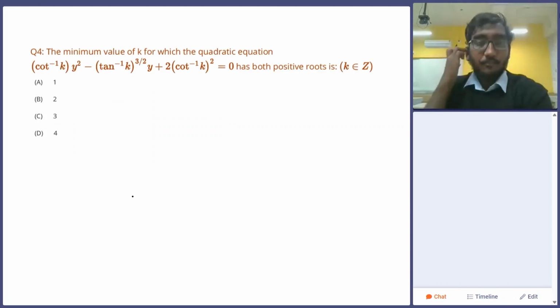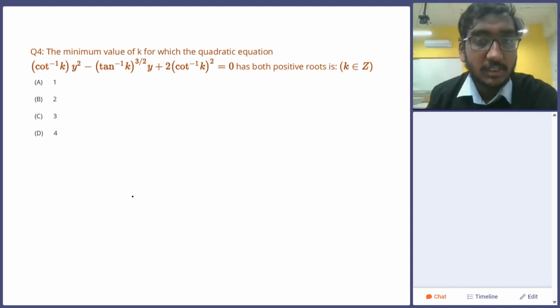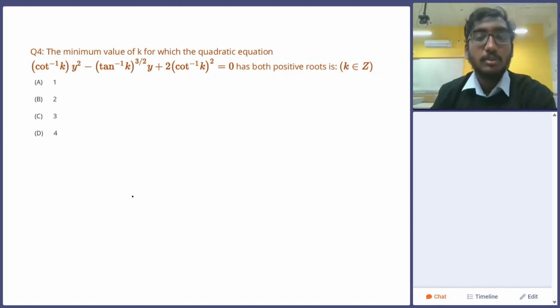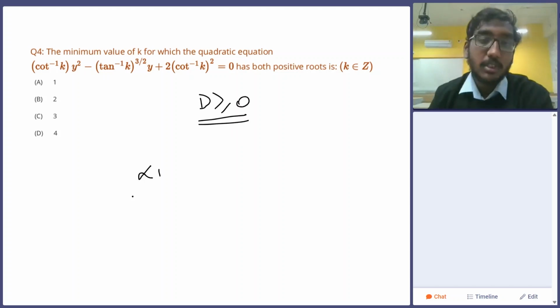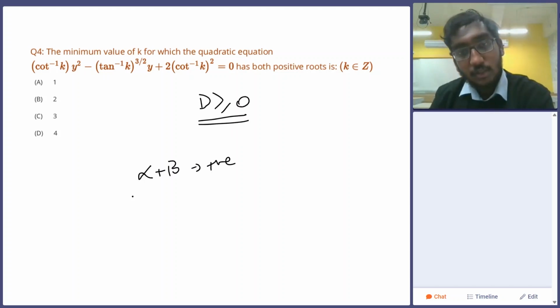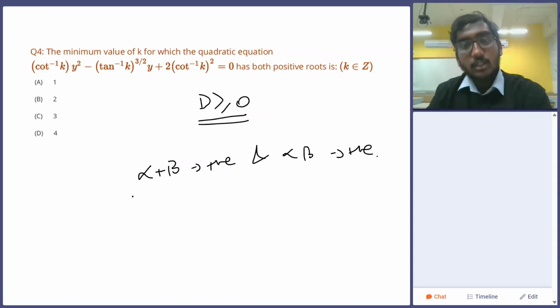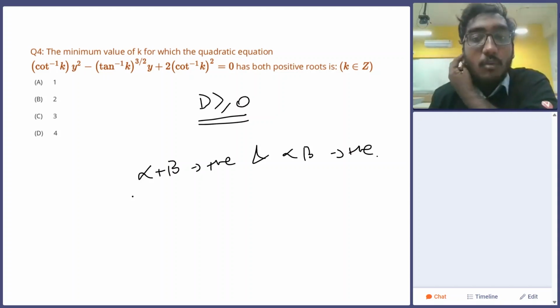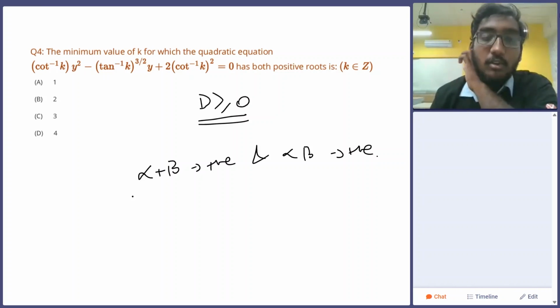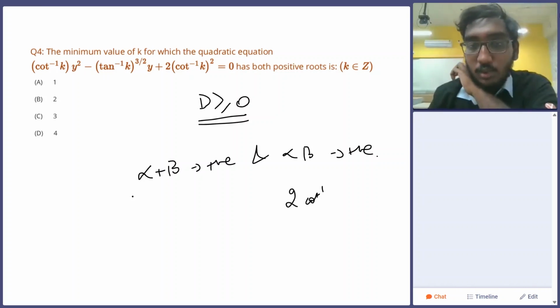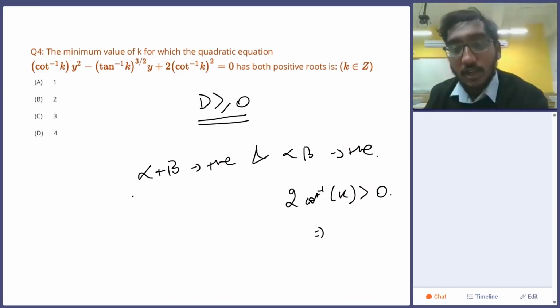So the fourth question. The minimum value of k for which the quadratic equation has both positive roots. In case it has positive roots, the first condition is discriminant greater than or equal to 0. This is a preliminary condition, and apart from that, alpha plus beta is also positive, and alpha beta is also positive. So what will be alpha beta? It will be 2 (cot inverse k) whole square upon cot inverse k, that is 2 cot inverse k. So that should be positive, that is cot inverse k is positive.